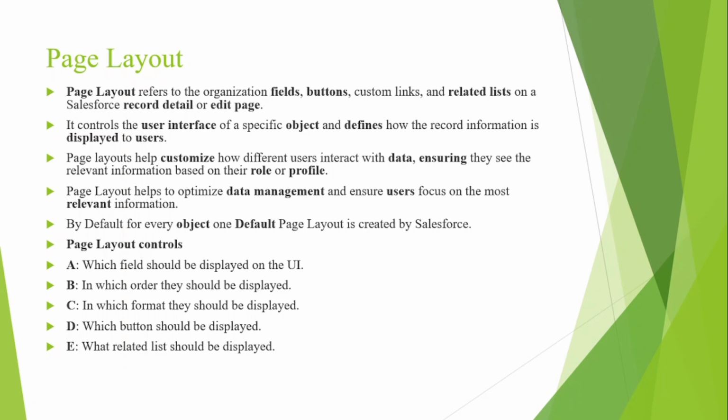So which fields we are going to see on the user interface, and in which order they should be displayed. What will be the order of the fields that the page layout is going to display, in which format they should be displayed, which buttons should be displayed, what related lists should be displayed, and what related information is going to be displayed on the page layout.